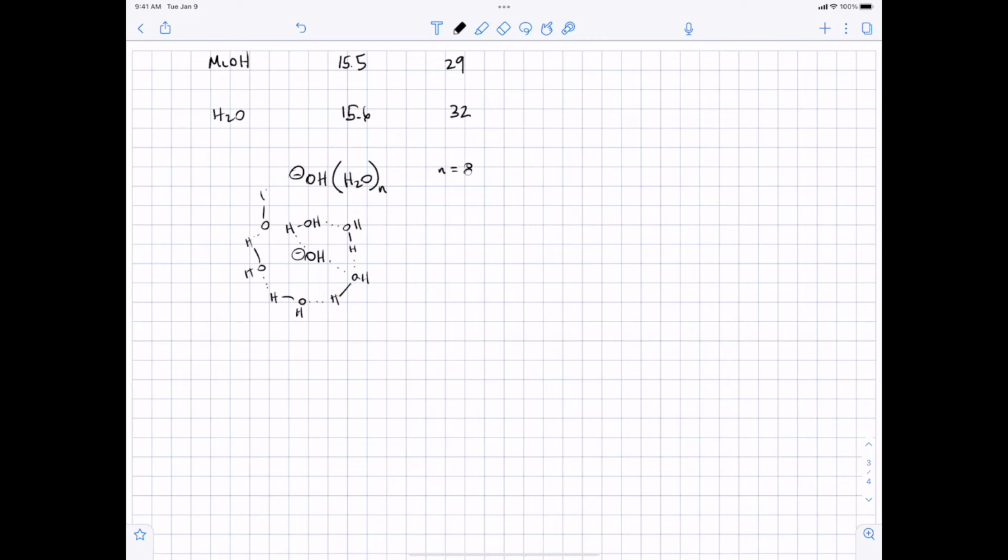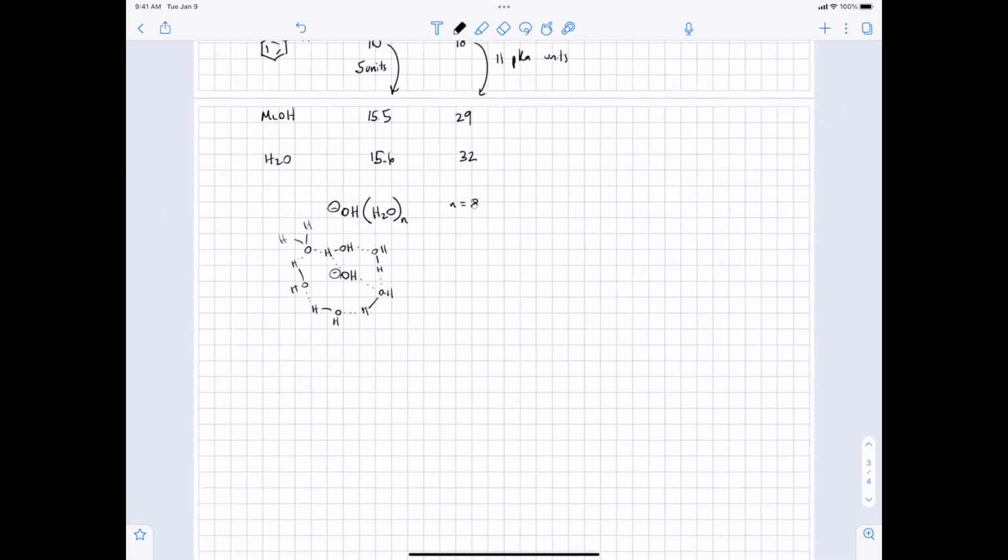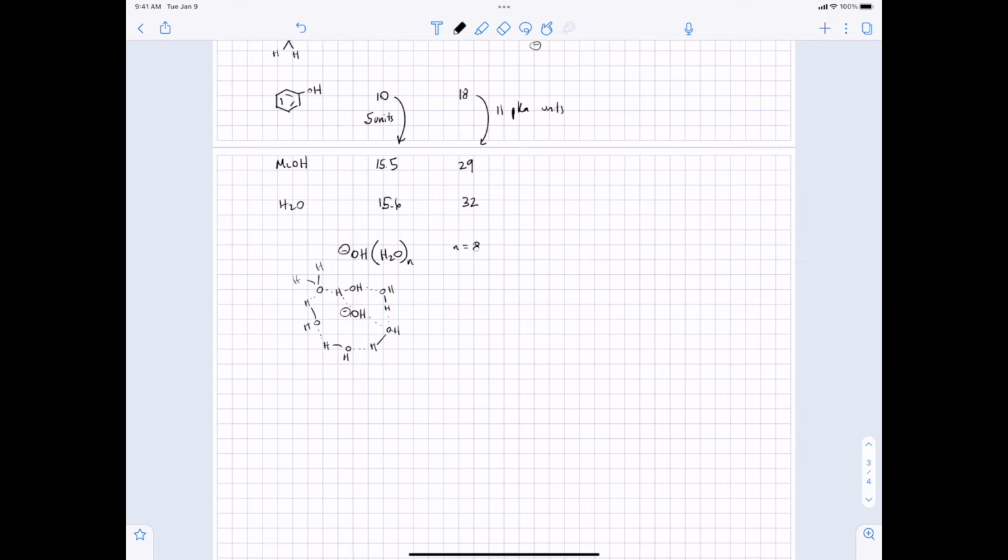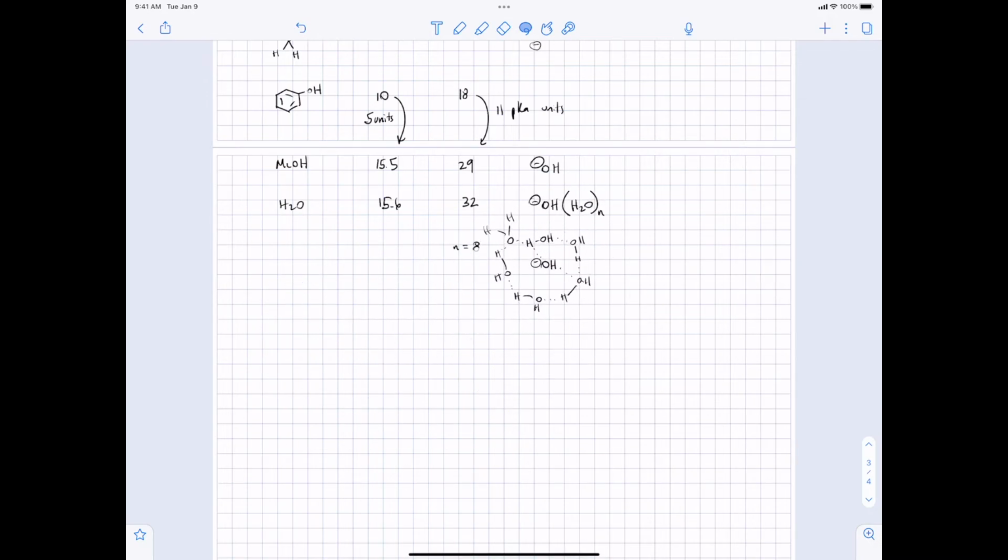That kind of thing isn't possible in DMSO because DMSO is not a good hydrogen bond donor. So you're really comparing this highly delocalized conjugate base versus the highly localized conjugate base of OH minus in methanol. And that reflects the fact that methanol is not as good of a hydrogen bond donor as water is. It's just got fewer protons and it's less polar. And that's sort of what I told you before.